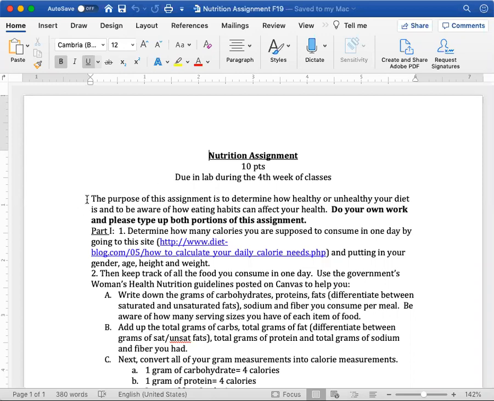So the purpose of this assignment is to determine how healthy or unhealthy your diet is and to be aware of how eating habits affect your health. Do your own work. I want you to type up the final draft of this. You don't have to type up your log of your food, and you don't have to type up your calculations, but I want you to give me a summary type up.